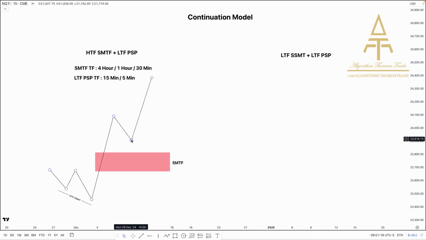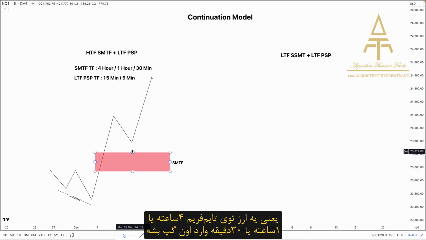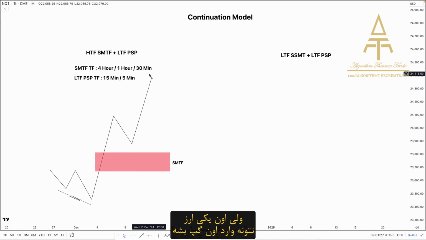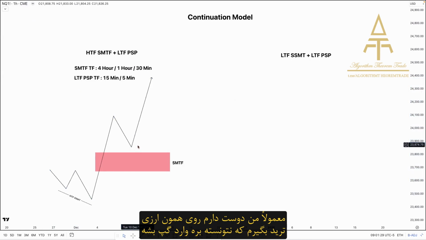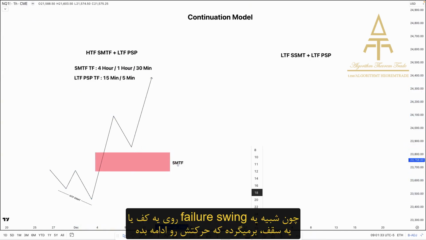So one asset will be trading into this gap on the 4 hour, 1 hour, 30-minute time frame, and the other asset will be failing to. Typically, I prefer to trade the asset that fails to trade into the gap, because similar to a failure swing on a high or low, it will tend to move further.